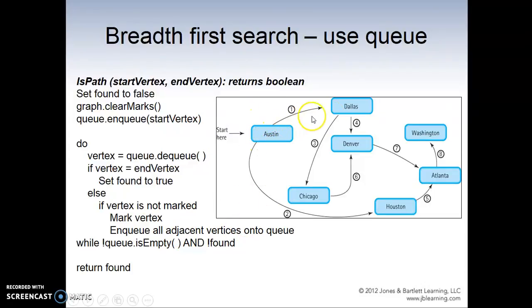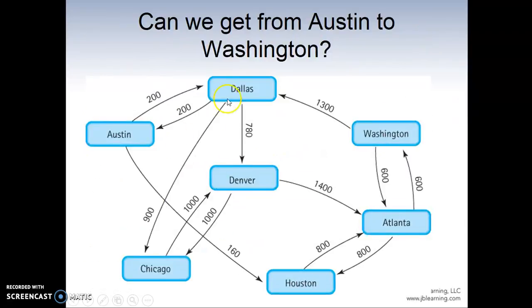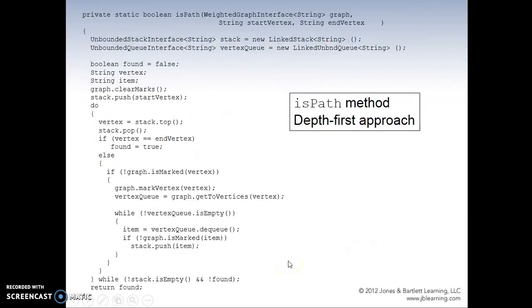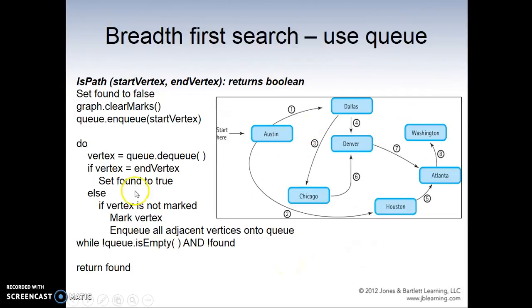So when you start to enqueue all adjacents, we will get all adjacents of Austin, which are Dallas and Houston. So we have Dallas and Houston in the queue. If the queue is not empty, then we go back and we dequeue. So when we dequeue, we enqueue Dallas, then we dequeue Dallas out. Dallas is not equal to the end vertex, and it's not visited, so mark it as visited. And enqueue the adjacents of Dallas again, so we see that the adjacents of Dallas are going to be Chicago and Denver.